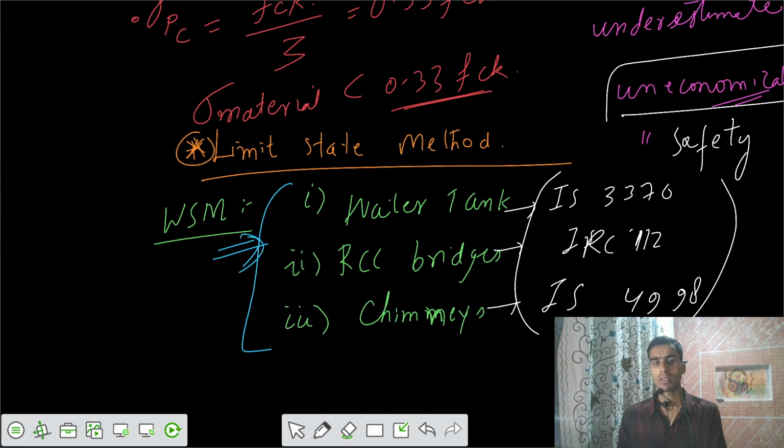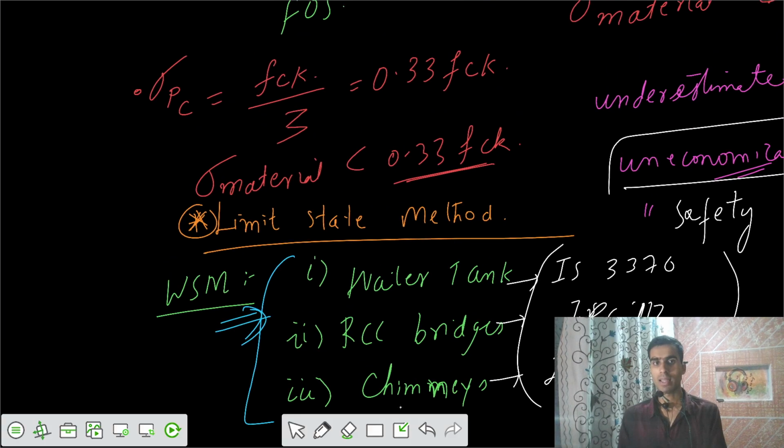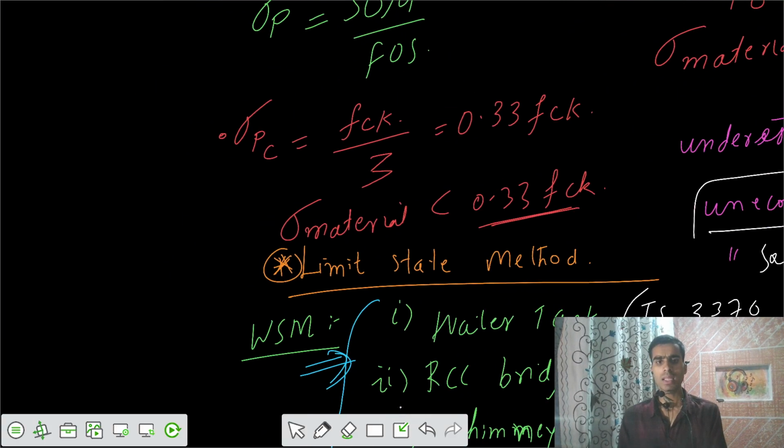But for your general RCC, that's beams, slabs, columns, we are not going to use that WSM. So we have that limit state method here. Now the second kind of method is what we call the ultimate load method, ULM. This is the second method.